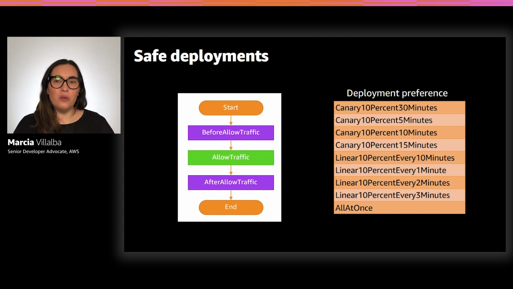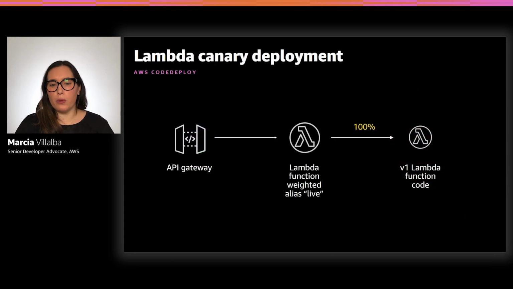Linear means that you are going to increase 10% of the traffic every X amount of minutes, every 10 minutes, for example. So your deployment will take 100 minutes. That's quite long, but it's great if you're monitoring and making sure that everything is working. And then canary means that you are going to allow 10% of the traffic for 30 minutes. You're monitoring that. And if everything is fine, then you allow the remaining 90% of the traffic and you're done. So let's look at an example with canary.